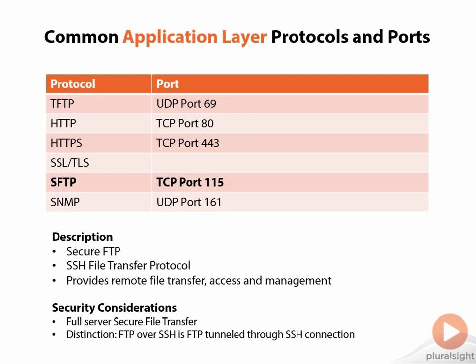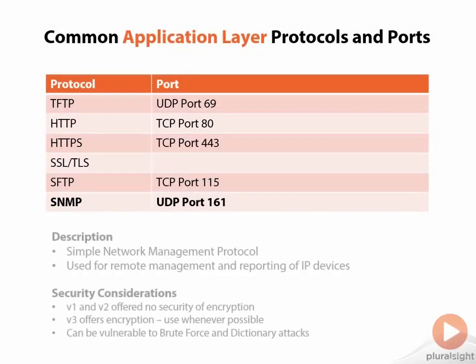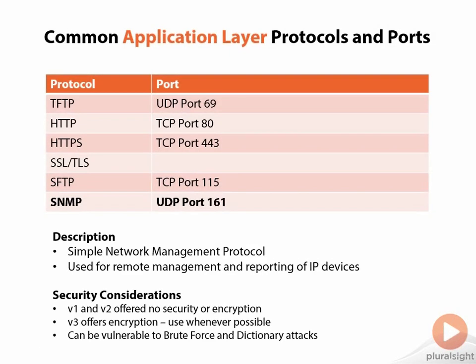You just need to know there is a distinction between FTPS and SFTP. I know it can be a little bit confusing. All right, so SFTP operates over TCP port 115, and as I said, it's a full-service secure file transfer protocol in and of itself. The distinction being, as I have listed here, FTP over SSH is FTP tunneled through an SSH connection. Okay, the next one is SNMP, or Simple Network Management Protocol, and that functions over UDP port 161.